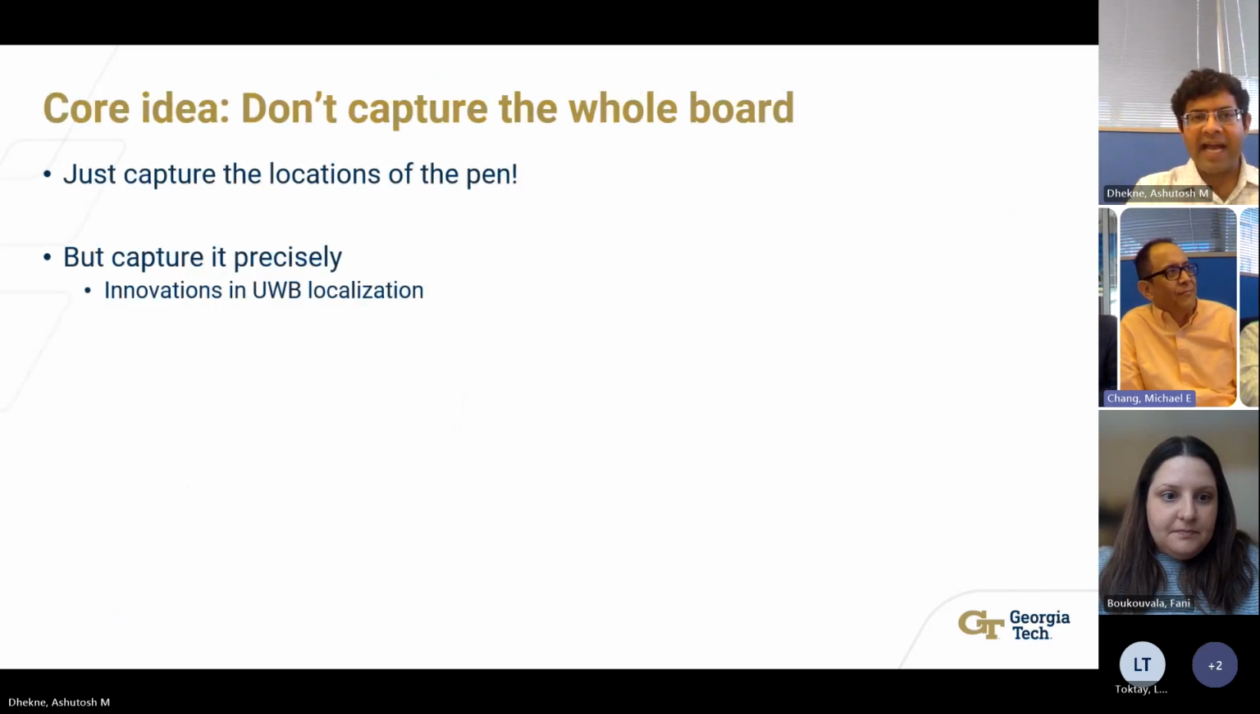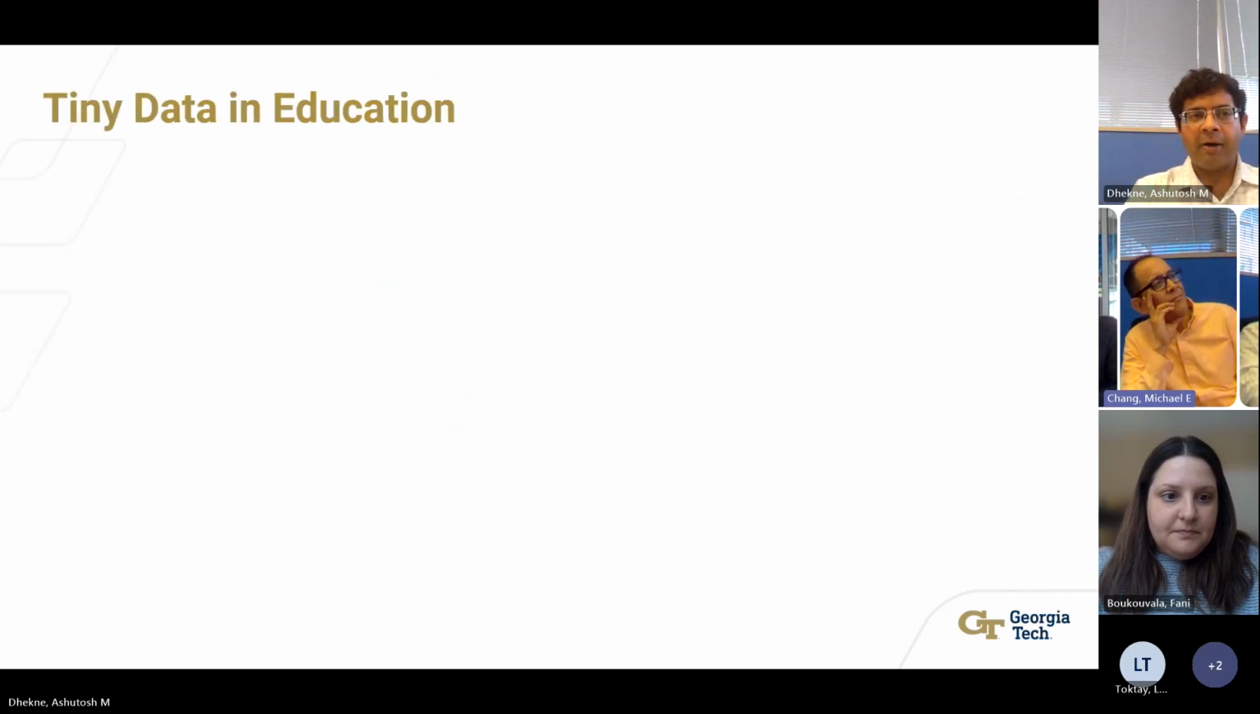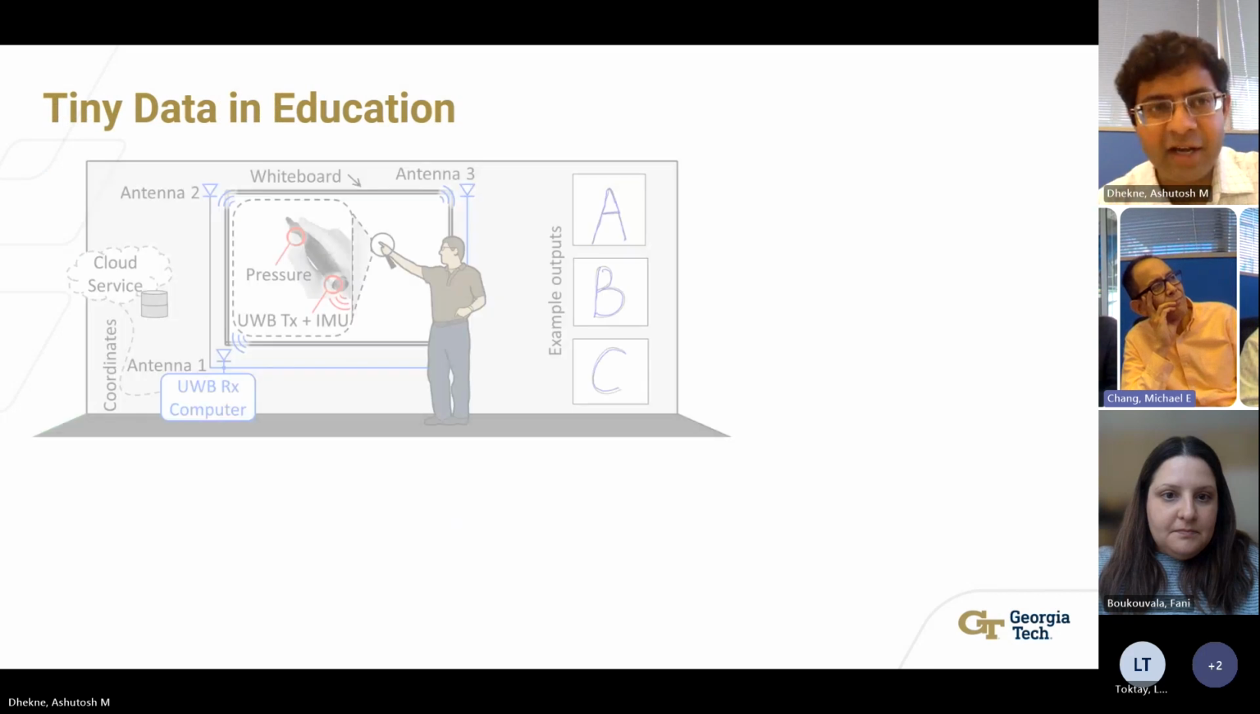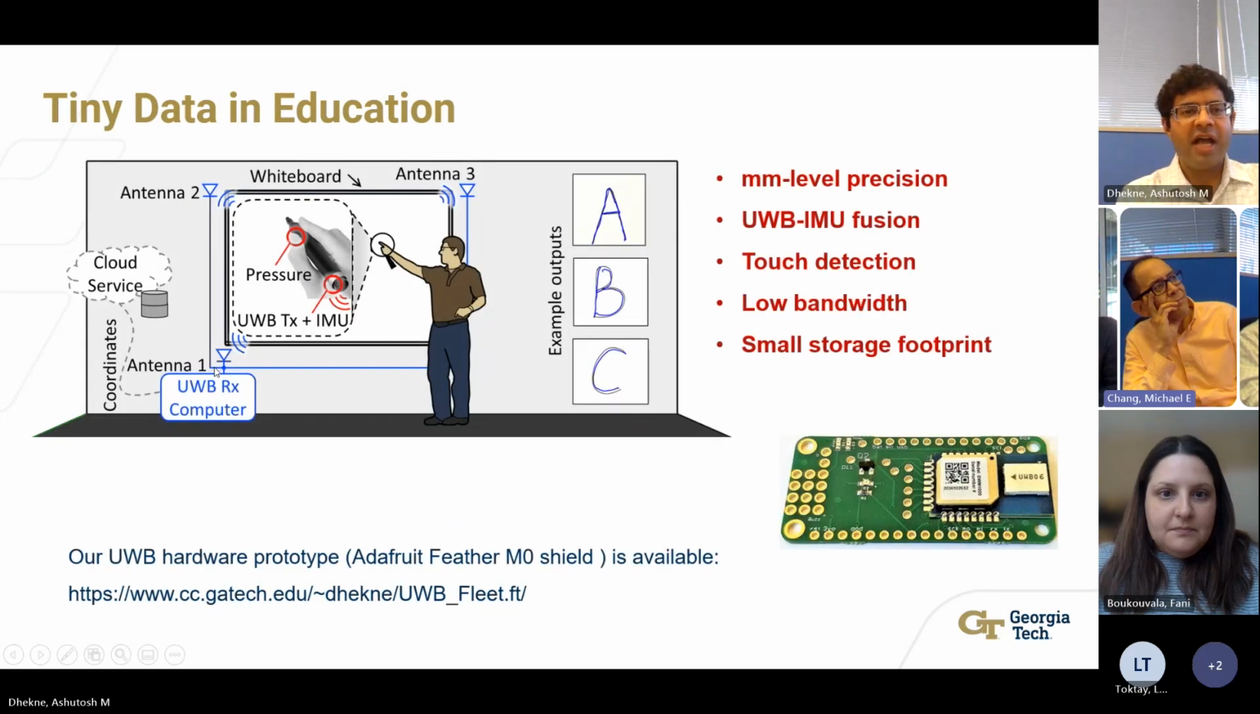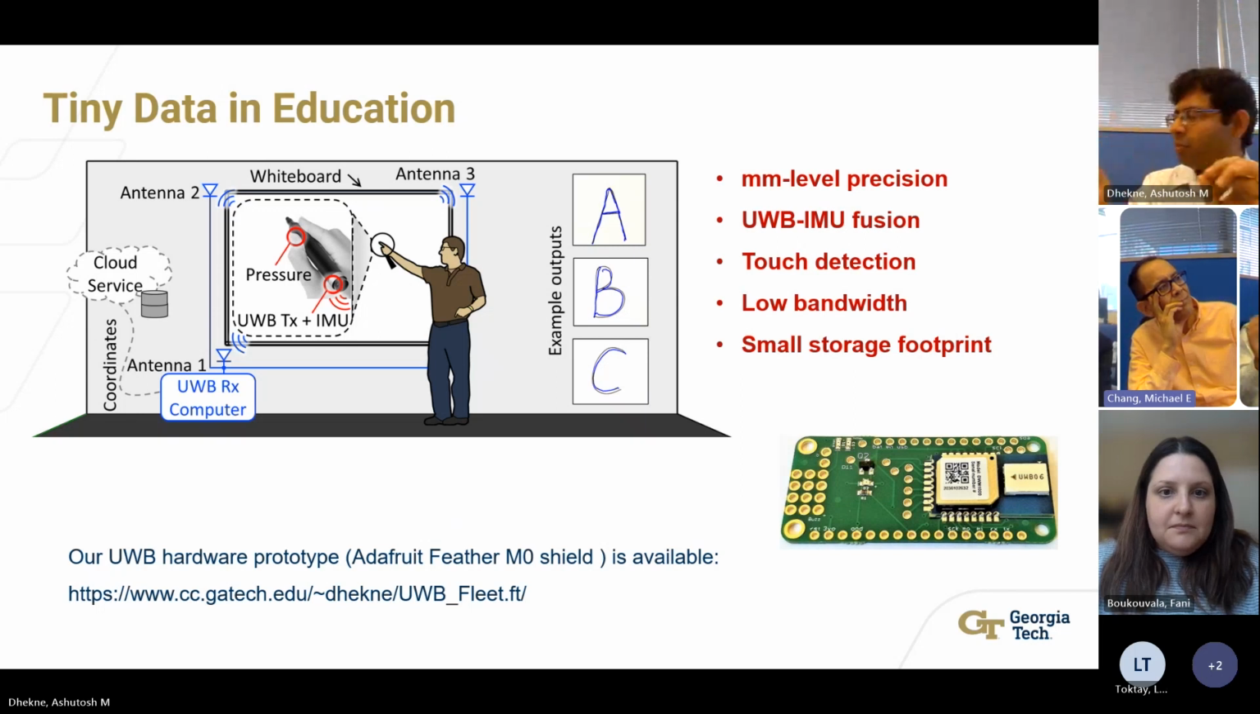So we said, okay, we can actually do this. We want to inculcate this idea of tiny data in education. And here is what we came up with. We have these UWB antennas in the corners of a large whiteboard. And this setup is a little bit more complicated, but I won't go into the details. And then there is a small setup.